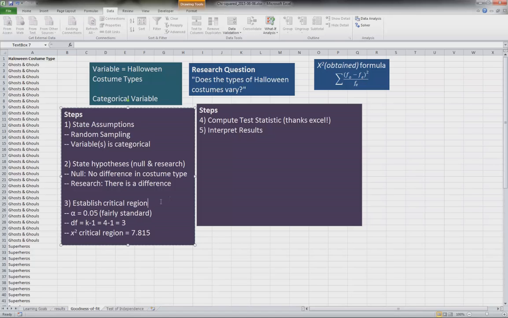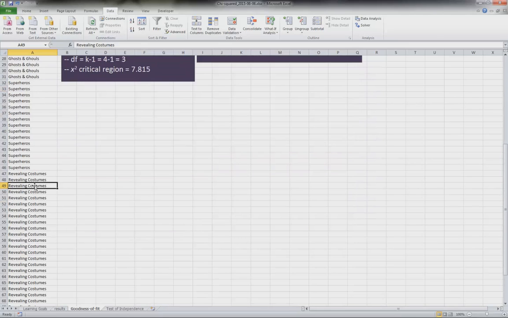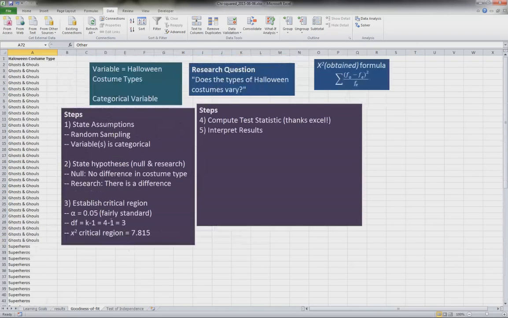We need to establish our critical region in step number 3. We're going to use the 0.05 alpha level, and our degrees of freedom is k minus 1. In this case, k stands for the number of response options, or number of categories. We have 4 categories here: ghouls as one, superheroes as 2, revealing costumes as 3, and other types of costumes as 4. So our degrees of freedom is 4 minus 1, and that helps us find our chi-squared critical value, which is 7.815.